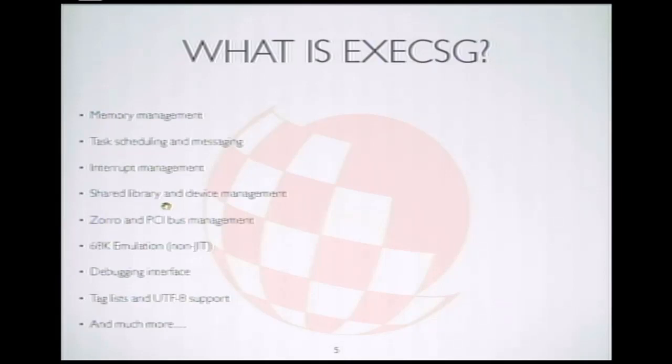68K emulation, the non-JIT version, because you actually have two 68K emulators in your AmigaOS machine. You have the interpreted one, and you have the JIT one. And the interpreted one is the one that runs first. And it's also the one that runs if the just-in-time one fails. It'll drop down to the interpreted one.